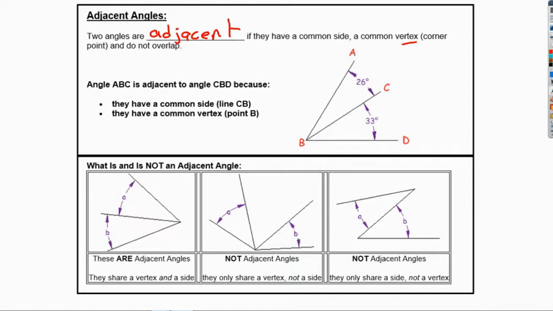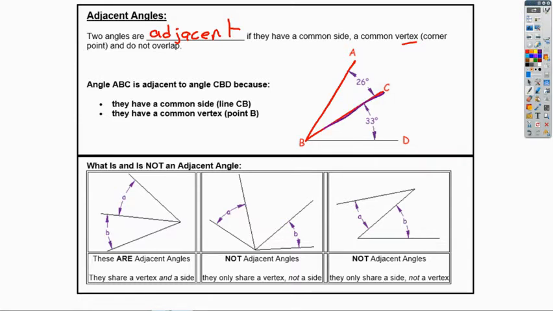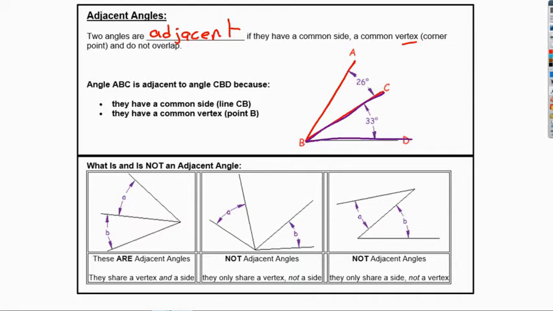So here I have two angles. I have angle ABC, and I call it ABC because if I go from A to B to C, I draw the outline of that angle. So angle ABC and angle CBD are adjacent angles because they share a common side. You can see this wall right here where they're sharing a wall, and they share a common vertex, or a point where they meet. So that's what it means to be adjacent. You're right next to them. You're touching each other. They have a common side right here, side CB, and they have a common point B.